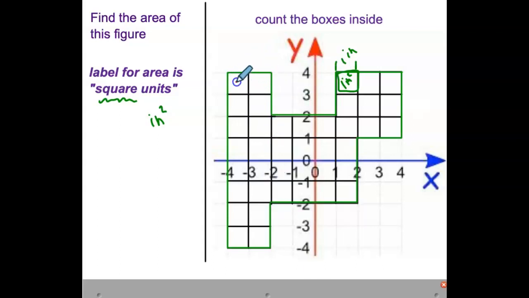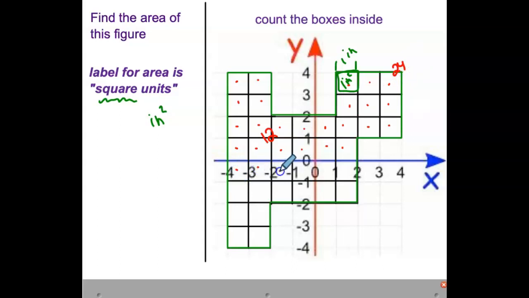Here we go. 1, 2, 3, 4, 5, 6, 7, 8, 9, 10, 11, 12. So far we're at 12. Just going to jot down the note for this little corner here. 13, 14, 15, 16, 17, 18, 19, 20, 21, 22, 23, 24. So I'm going to pause there. We got 24 right now.